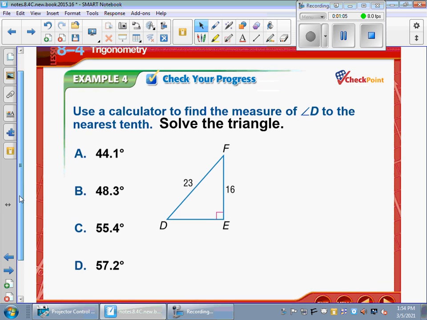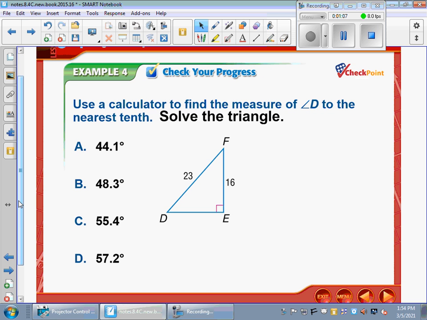Next one, okay, so this original problem asked you to find angle D. So that's right here, we're going to call that x. But then I added solve the triangle. Solving the triangle means we need to find anything that is missing. So we should have 3 sides and 3 angles. So what do they give us in this question? They give us 2 sides and 1 angle, and we have to find the rest. So let's start with angle D.